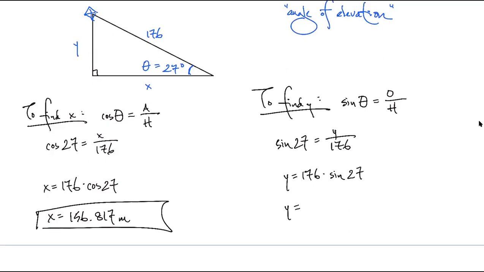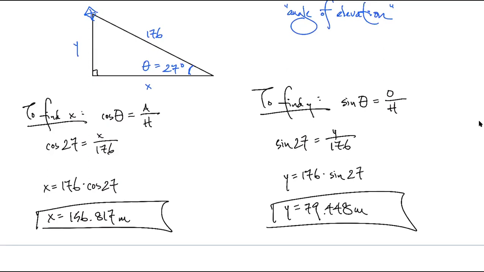And when we type that into the calculator, it should give us 79.448 meters. Okay. I'll give you a moment to write that down. I didn't type it in that fast, I just had done it from earlier, okay? So. Well, I hope I typed it in correctly. Let me see. 176 times sine of 27. Oh my gosh, I don't know where I got that number from. It should be what, 0.902? Thank you. I have no idea how that happened.